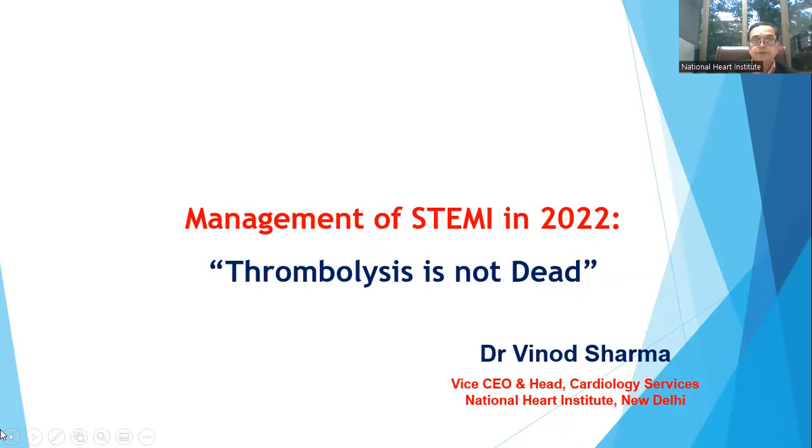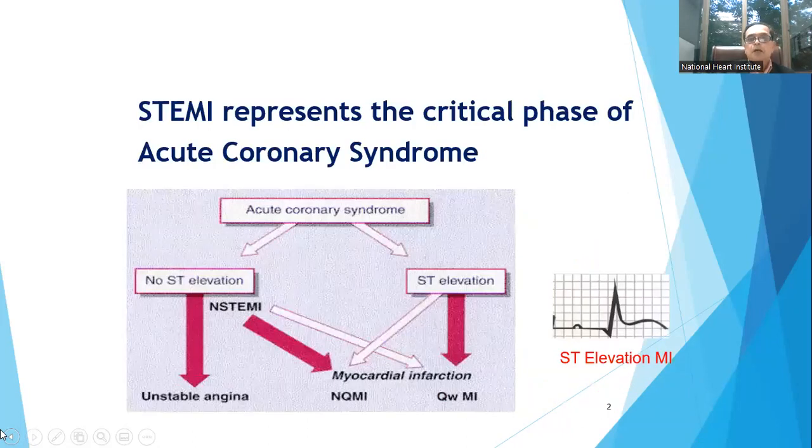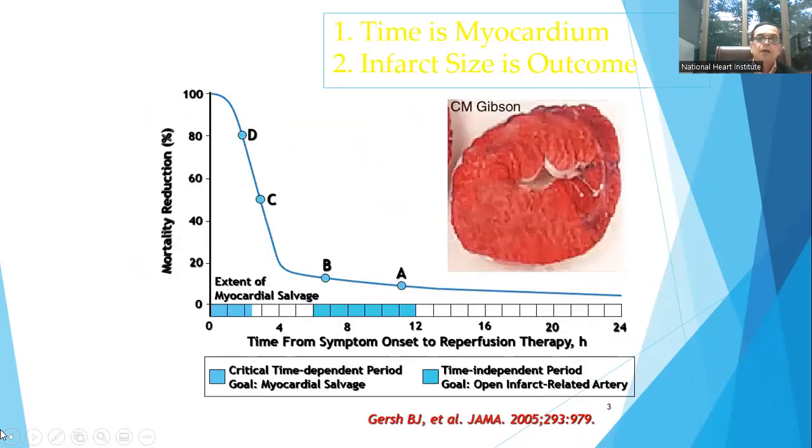Coming to the subject, thrombolysis and what is its current status in 2022. As we all know, ST elevation MI represents the critical phase of acute coronary syndrome. In this entire syndrome of acute coronary event, on one hand, there is a purely platelet-dependent event like unstable angina and non-ST elevation MI. Contrary to that, ST elevation MI is a fibrin-rich thrombus which has formed instantaneously and occluded the coronary artery completely, leading to necrosis.